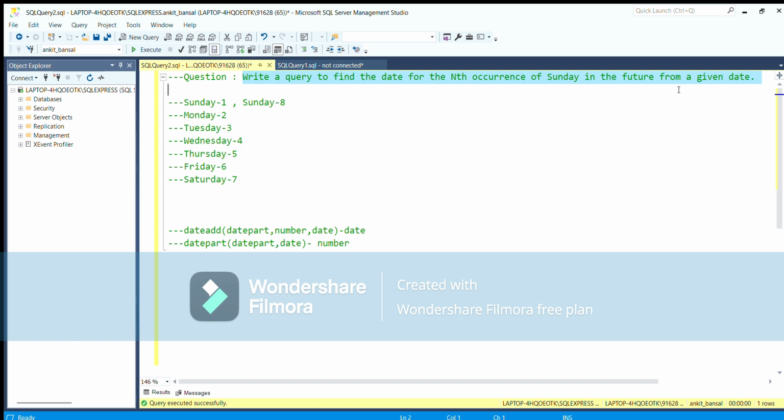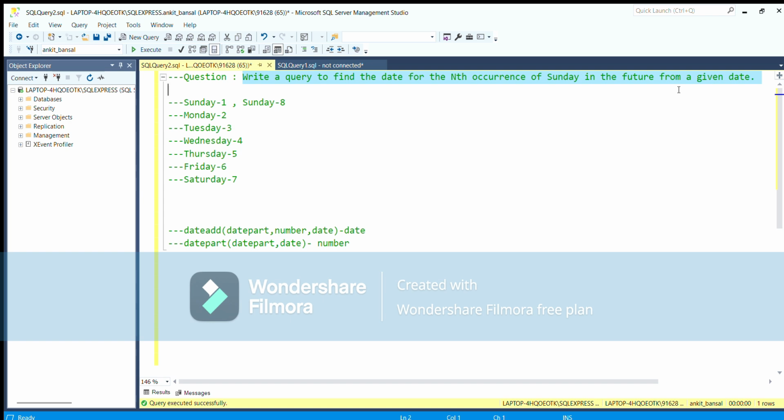Let's take an example. If today is 9th October 2025, which is Thursday, what will be the next Sunday? The first occurrence of next Sunday is 12th October 2025. The second occurrence is 19th October 2025. The third occurrence is 26th October 2025. And the fourth is 2nd November, and so on.